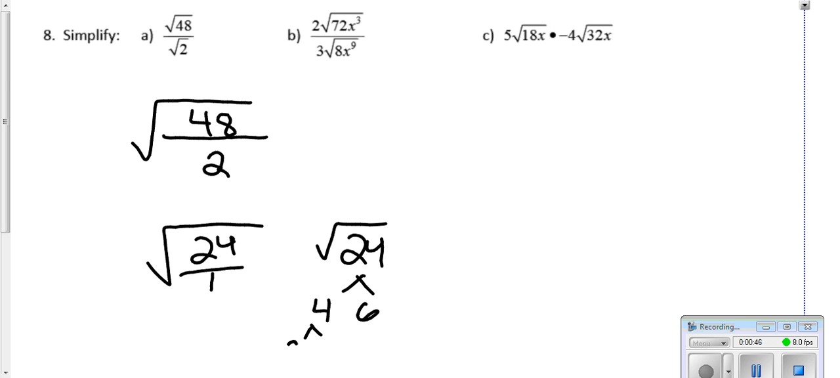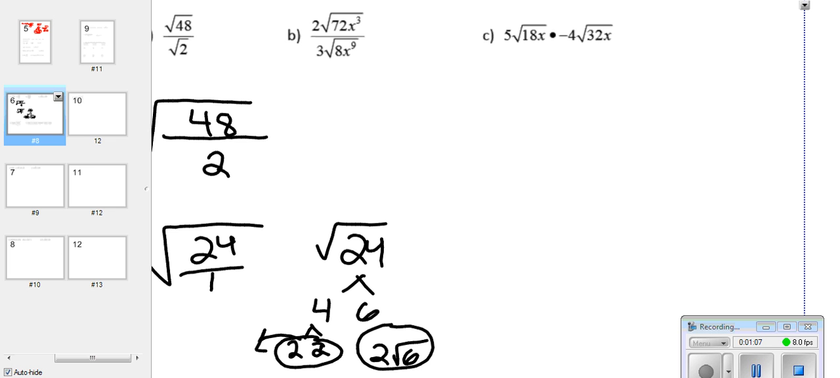4 is the perfect square, and when we take something outside, when we break out of jail, only one makes it out, so that means we're left with 2 radical 6. Okay, so we put the radical sign back, and that is our answer for A. Okay, now let's try our answer for B.